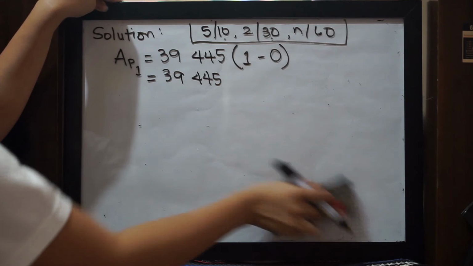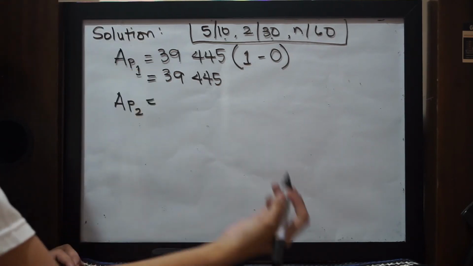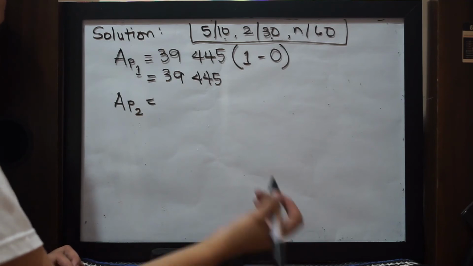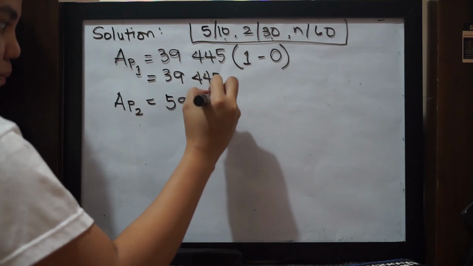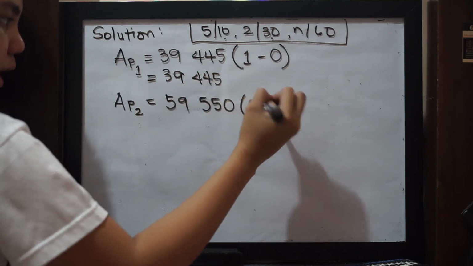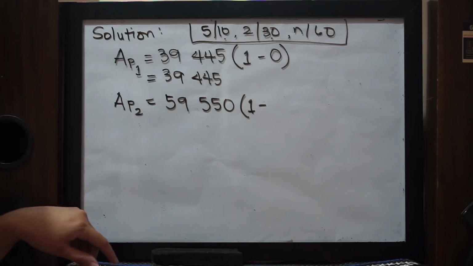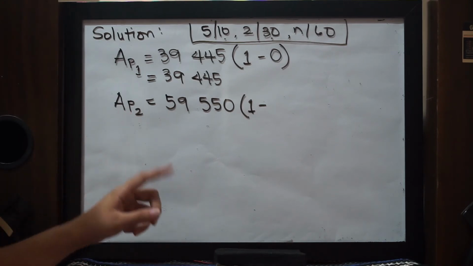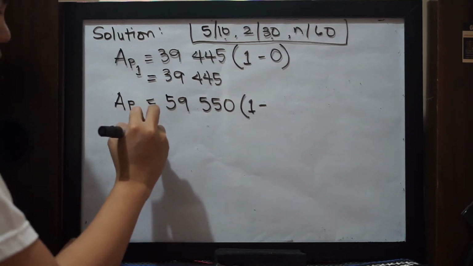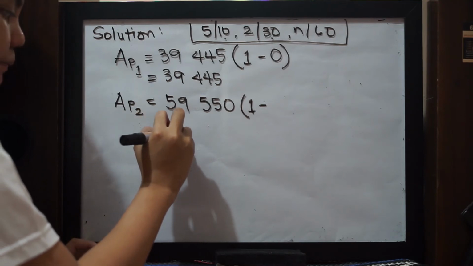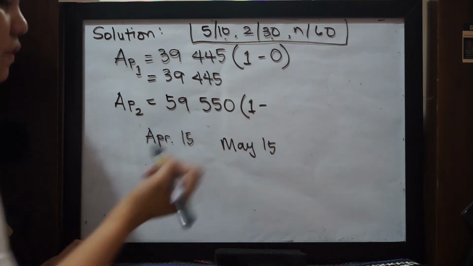So, for the second invoice, amount payable sub 2, the net price for the second invoice is 59,550 multiplied by 1 minus, we still don't know what discount rate are we going to use. So, amount payable or yung invoice number 2 ay dated ng April 15. Tapos, babayaran ng May 15.